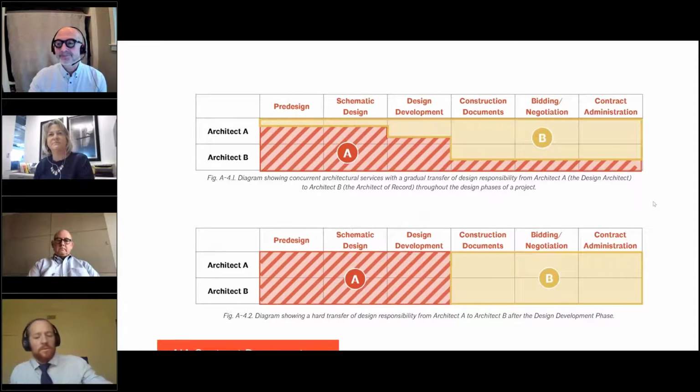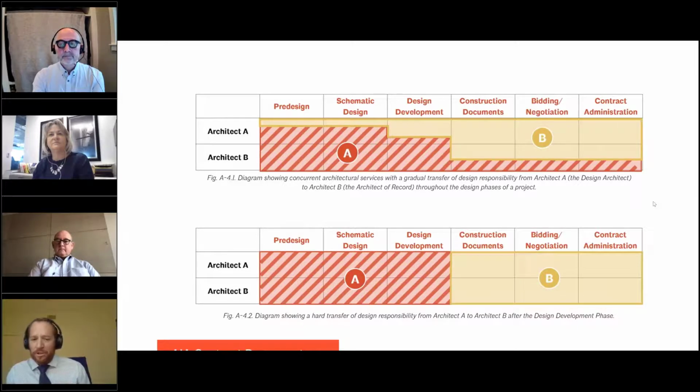Back to you. Well, I've got a follow-up question for you. I can definitely think of practical scenarios. In fact, I've been involved with a few projects where you had the hard transfer of responsibility, where it was just kind of a necessity, where one architect was hired first, got part of the way through design, and it was recognized that they couldn't finish the project, and so you had to do a hard transfer. So there's definitely some practical reasons why you would have a structure like that.